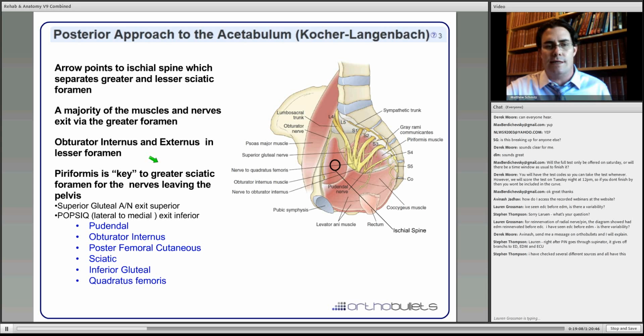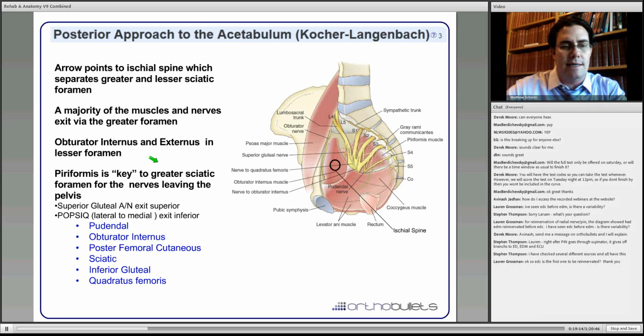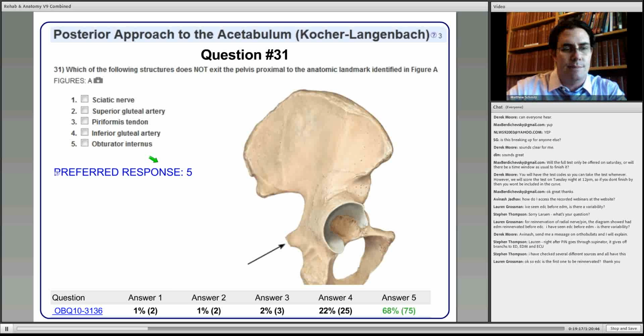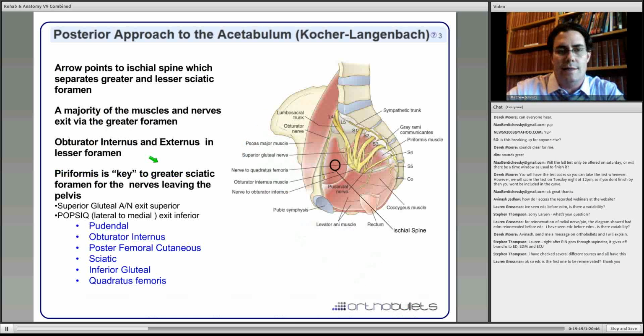And this is a cross-section through the pelvis at mid-sacrum. And you can see I've got the green arrow pointing to where the ischial spine is. And so what exits superior to that is going to be your obturator internus up here, which is shown here. A majority of things exit inferior.